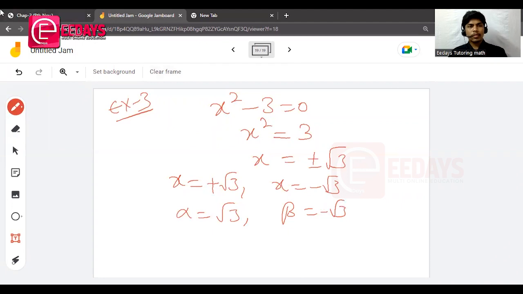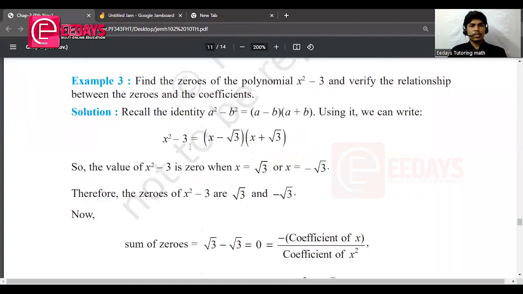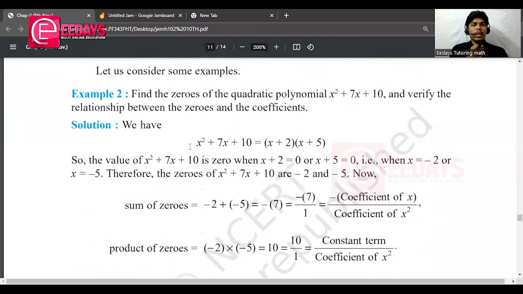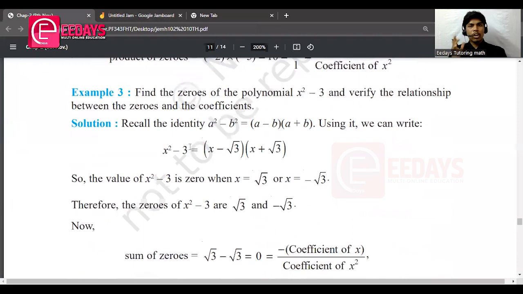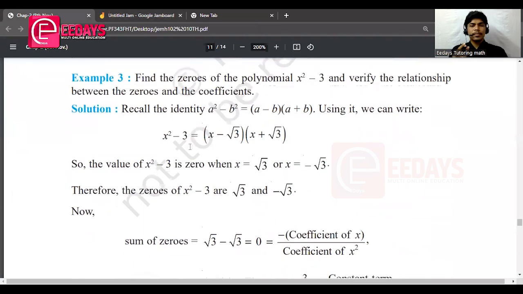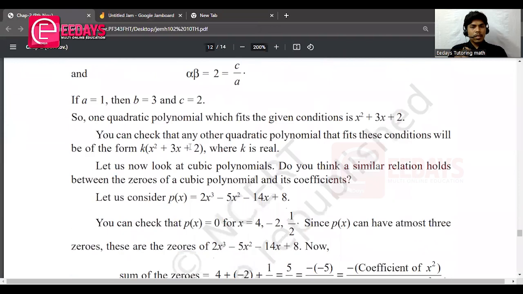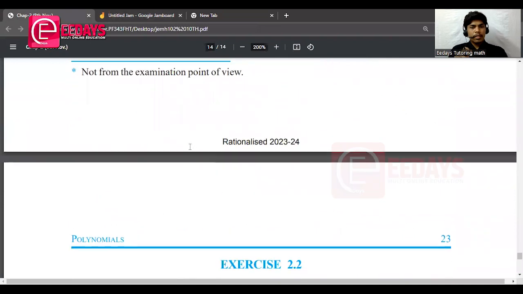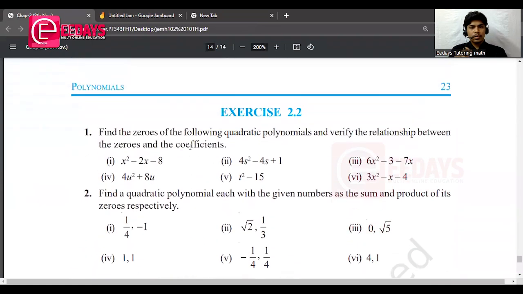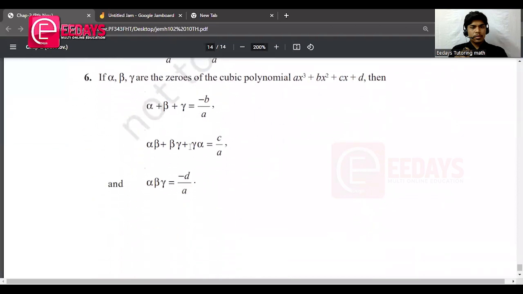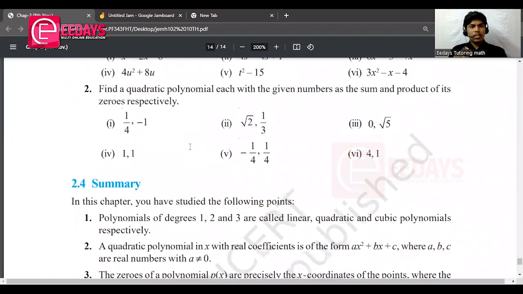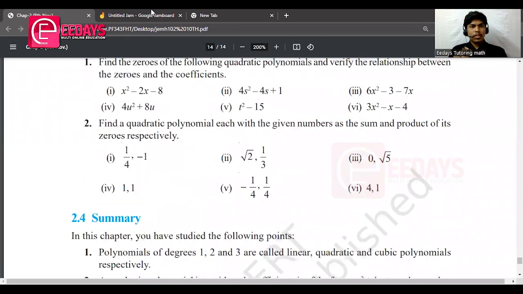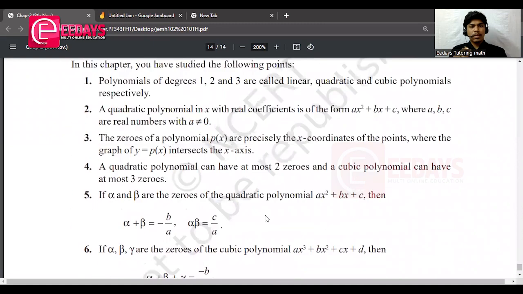This type of sums are frequently asked in your exams. Be careful while seeing this type of question, because we can't do it by splitting the middle term. In that case, you can think logically how to find the zeros. All right. Anything we left? Yeah, we did the verification part too. So that's the end of the chapter. This is a simple chapter, I think.